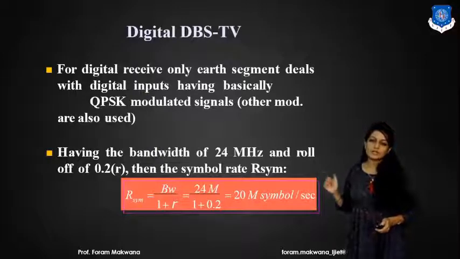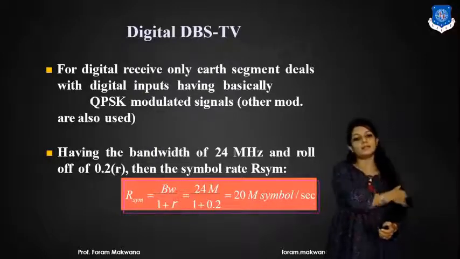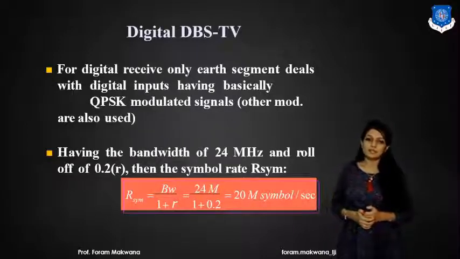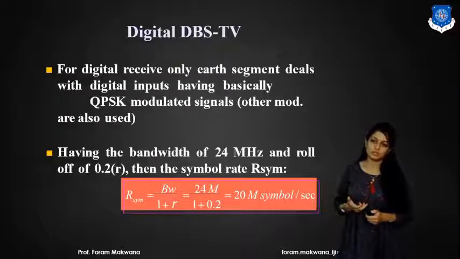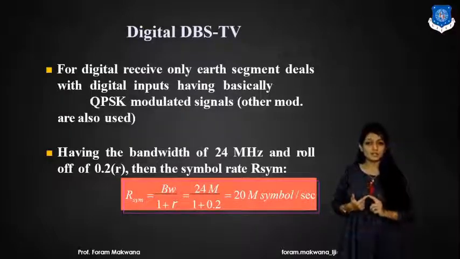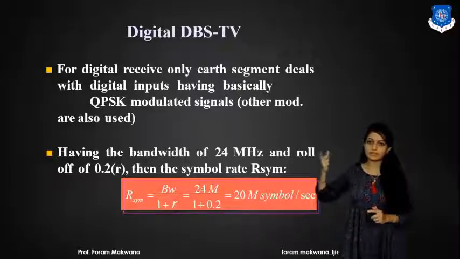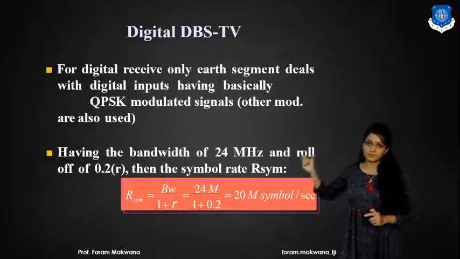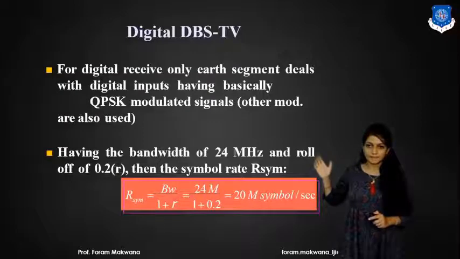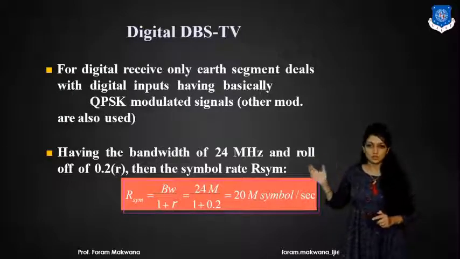The next topic is the digital DBS TV receiver. DBS means direct broadcast satellite. For a digital receive only Earth station, or Earth segment, that deals with digital inputs, the signal is basically a quadrature phase shift keying modulated signal, and other modulations are also used.